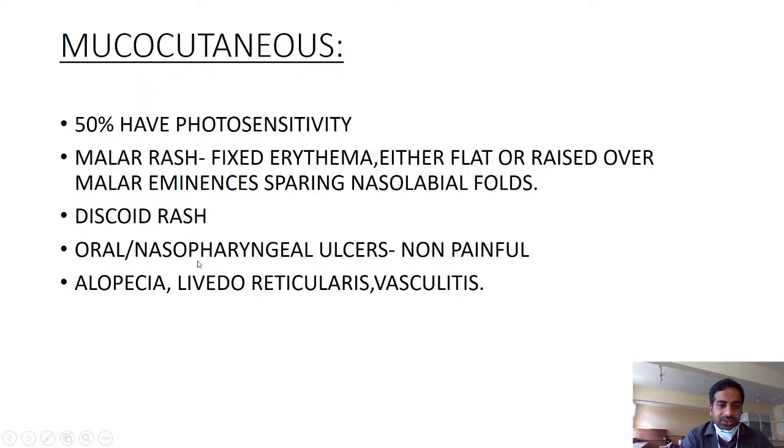You have discoid rash, and also oral and nasopharyngeal ulcers. These ulcers are never painful. Alopecia, livedo reticularis mostly in the lower limbs, then vasculitis. So all these are the mucocutaneous clinical features.